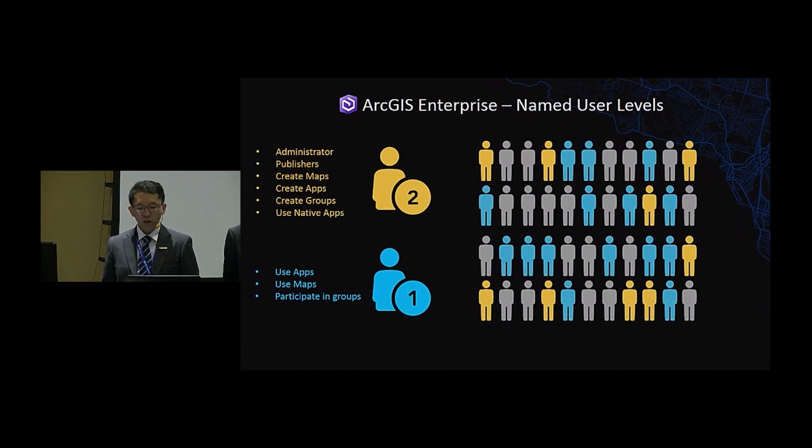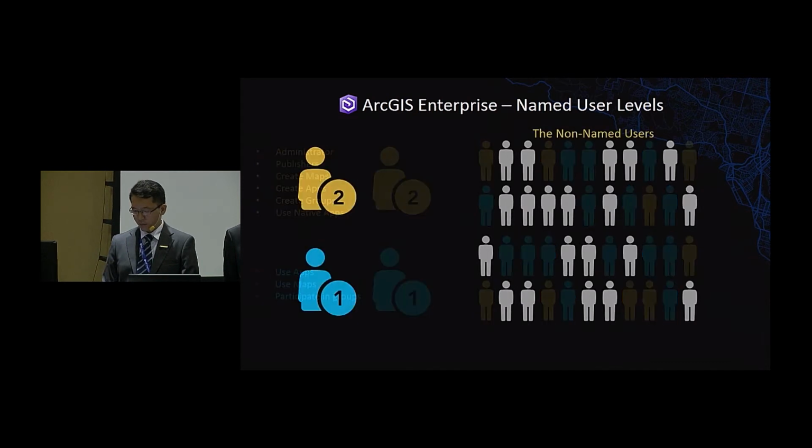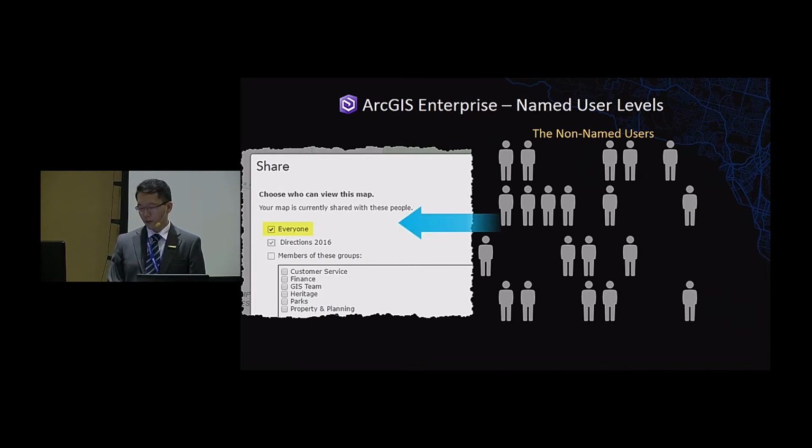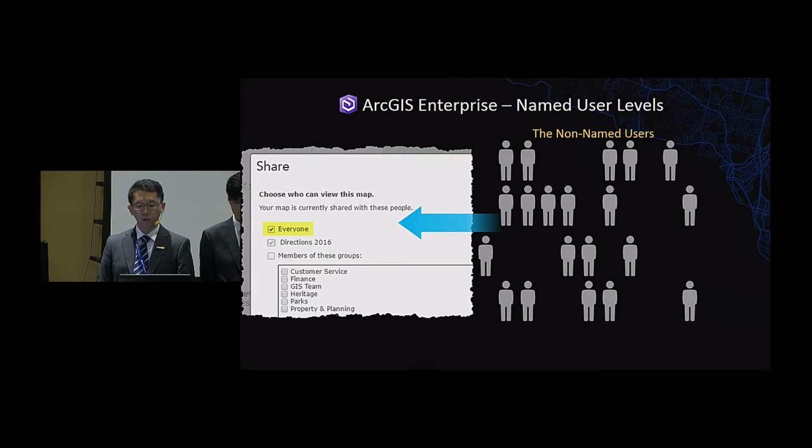Within your organization, you will allocate a more powerful level 2 user to the administrators, publishers, and users who want to create apps or use native apps such as Collector and Explorer for ArcGIS. Then you might want to allocate level 1 users to users who just need to view private content. I would like to emphasize that if your ArcGIS Enterprise is behind your organization firewall, you can still share maps and apps to everyone else in your organization without the need for a level 1 or level 2 named user.